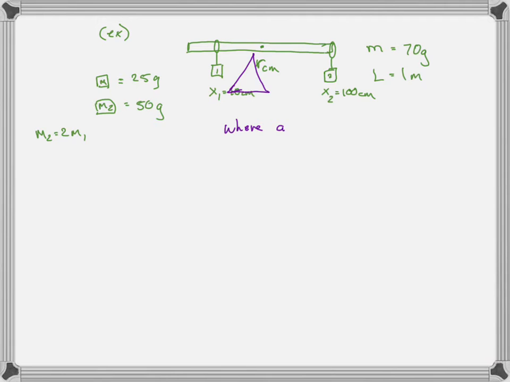Where along the meter stick does it balance? Okay, so how do we do that? Even though this is a three-dimensional problem, it's really a one-dimensional problem. We don't care where it balances in the depth of the page, or in the vertical direction, because everything's just hanging down. We just care where it balances in the horizontal direction.